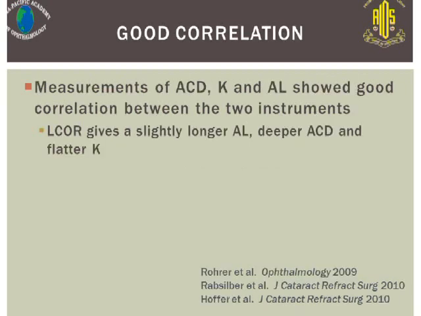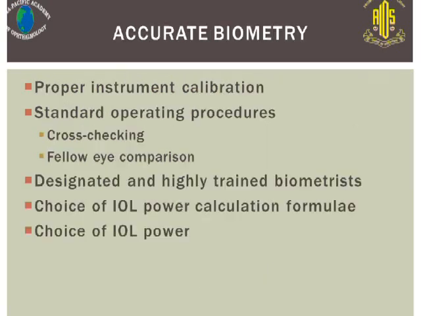They use different methods for post-laser calculations of IOL powers, and studies have shown good correlations of the measurements of the AC depths, K readings, and axial lengths between the two instruments, although the LCORs give a slightly longer axial length, deeper AC depth, and a flatter K. This is probably related to the calibration with the ultrasound biometers, and which is more accurate is quite difficult to say, but it highlights a very important point: whenever we are using a new instrument, we have to optimize the A constants for different IOLs.